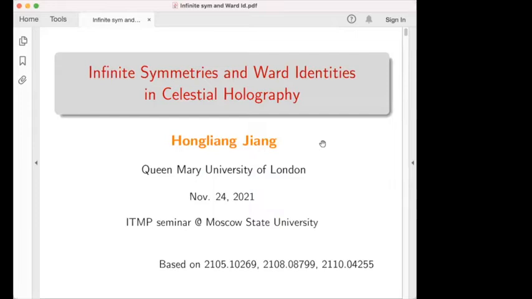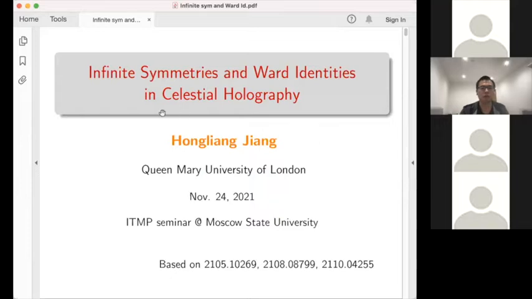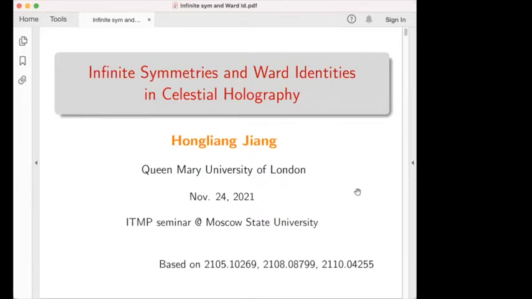Okay. So first of all, I need to thank the organizer for inviting me to speak here. Today, I'm going to talk about celestial holography. The title is Infinite Symmetries and Warped Identities in Celestial Holography. This talk is based on these three papers, and especially the first two.